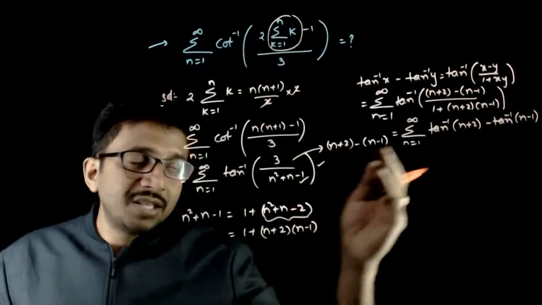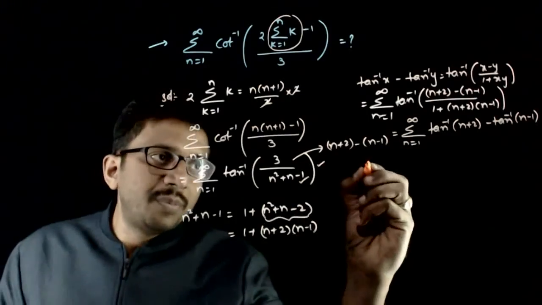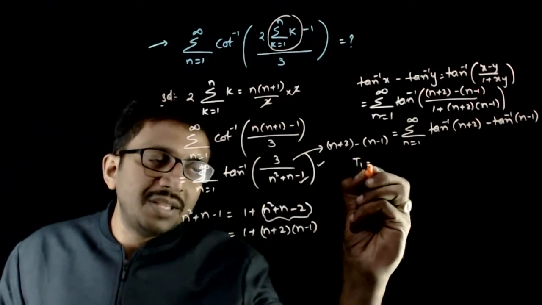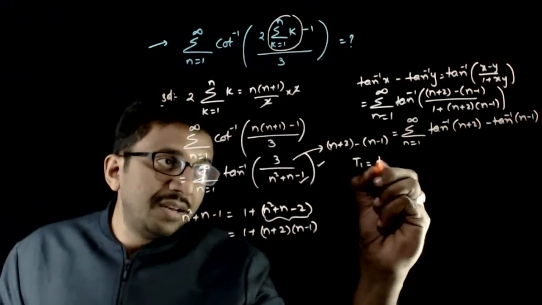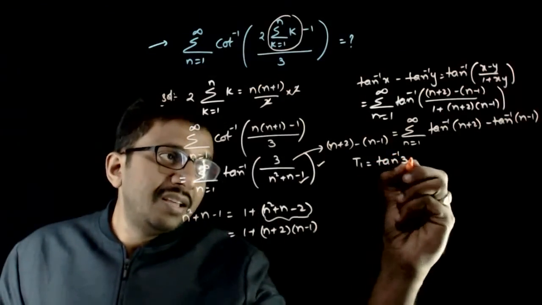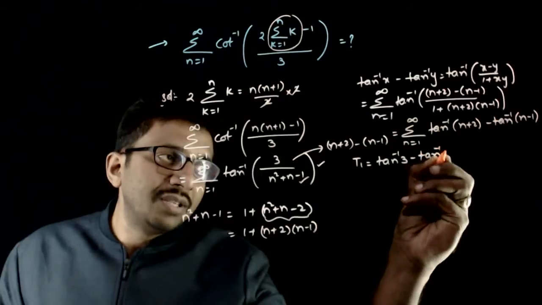So now let us put n is equal to 1. If I put n is equal to 1, the first term is nothing but tan inverse of 3 minus tan inverse of 0.